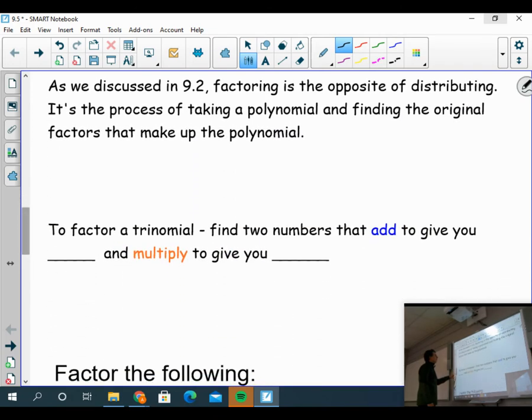So noticing this pattern, what does this mean for us? Well, in 9.2, we discussed factoring and how it's the opposite of distributing. Factoring for us is the process of taking a polynomial, like the trinomial we saw above, x squared plus 8x plus 15, and finding the original factors that make it up. So we already learned how to factor back in 9.3 or 9.2 when taking out the greatest common factor. Now we're going to learn another way to factor trinomials.